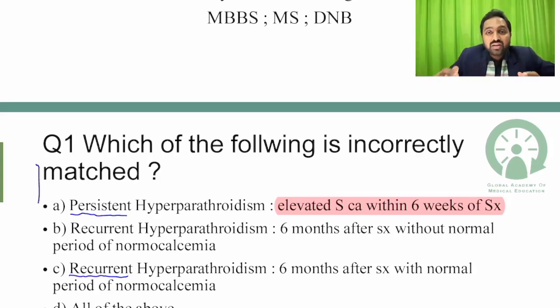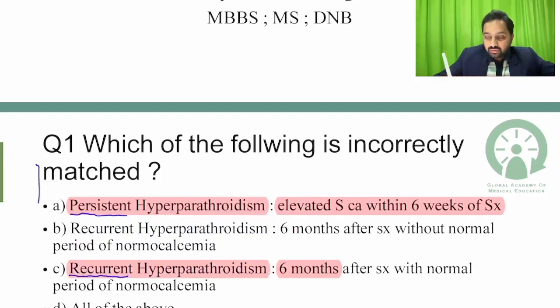Then what is your recurrent hyperparathyroidism? In recurrent hyperparathyroidism, you have operated on the patient and the patient has a normal period of normocalcemia. That means there is no raised serum calcium during that period, and the cutoff for this is usually 6 months, right? So this is your recurrent hyperparathyroidism. The basic purpose was to introduce you all to the definition of persistent and recurrent hyperparathyroidism. So the answer over here would be option B, which is without normal period of normocalcemia, because in recurrent we find a normal period of normocalcemia.